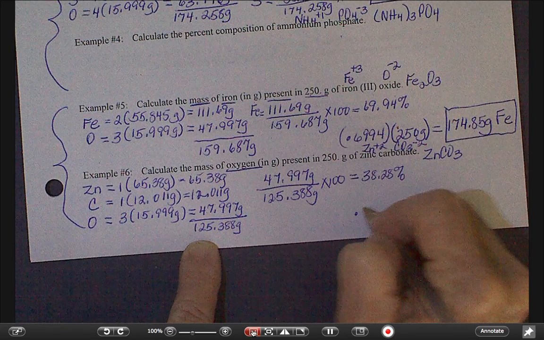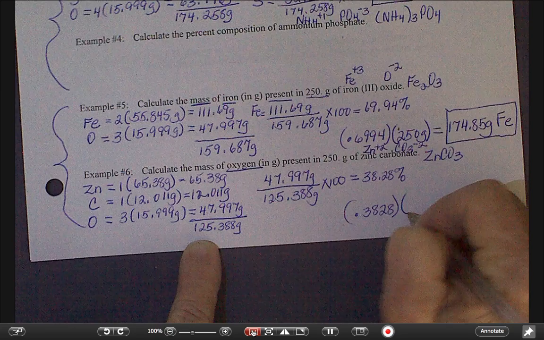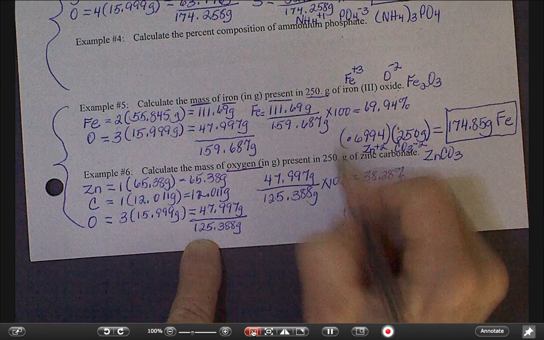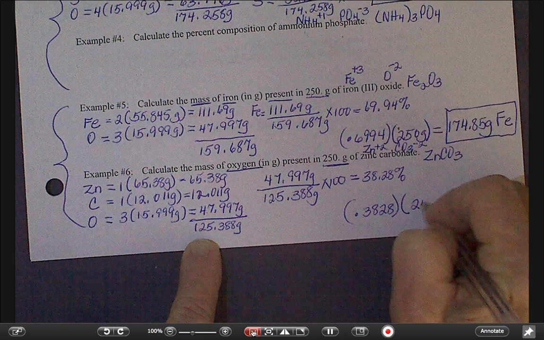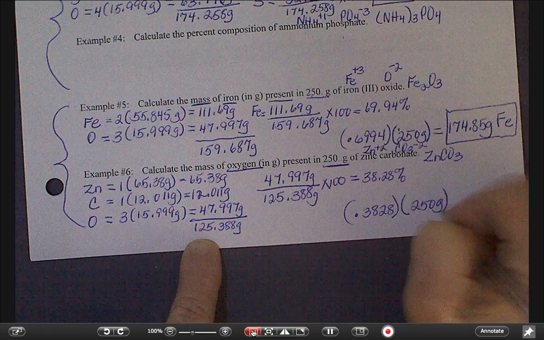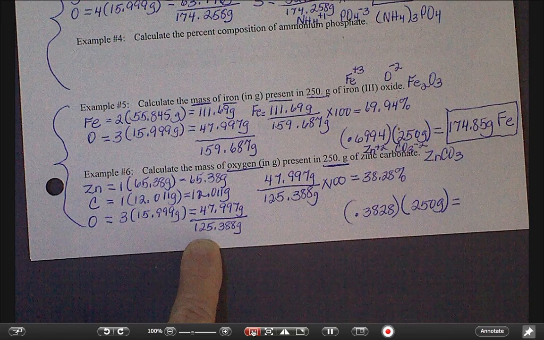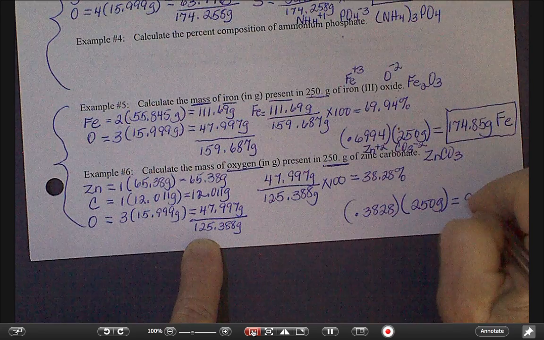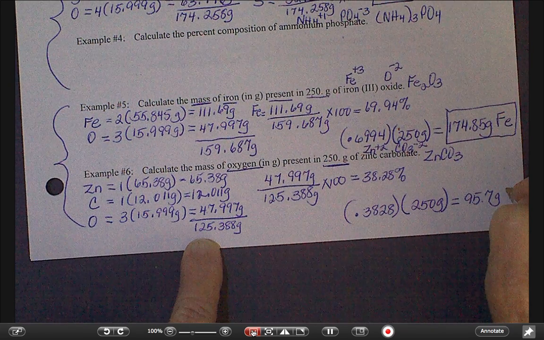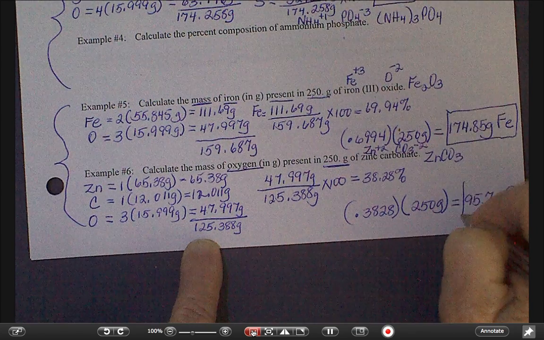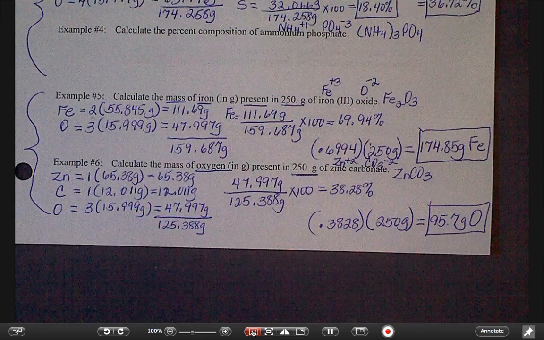So 0.3828 times what was my grams given up here? And what'd y'all get? 95.7 grams of who? Oxygen. There you go. Think you can handle that?